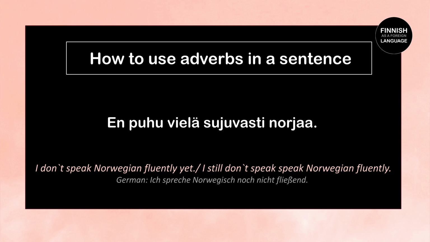Next one. En puhu vielä sujuvasti norjaa means I yet don't speak Norwegian fluently. En puhu is the negative first person singular present tense of puhua. So en puhu means I don't speak. Vielä here means yet. Sujuvasti here is our adverb meaning fluently. It's based on the adjective sujuva, and norja here means Norwegian, standing in the partitive case because it's a negative sentence. Let's repeat. En puhu vielä sujuvasti norjaa. I yet don't speak Norwegian fluently.